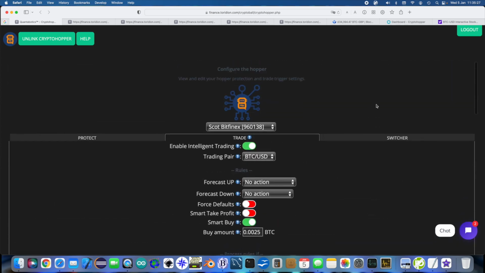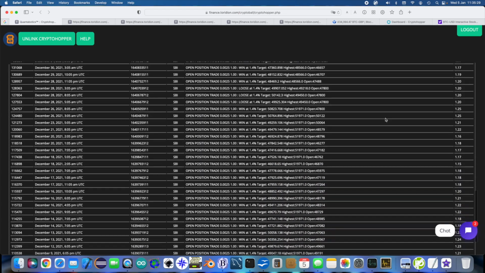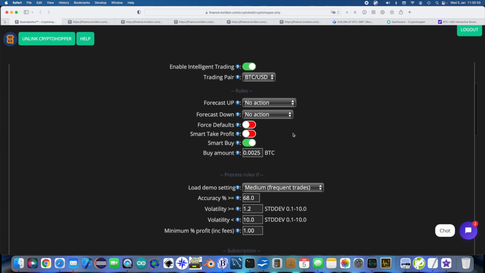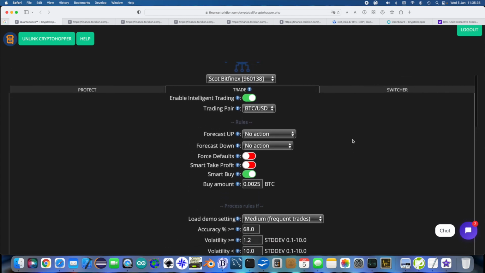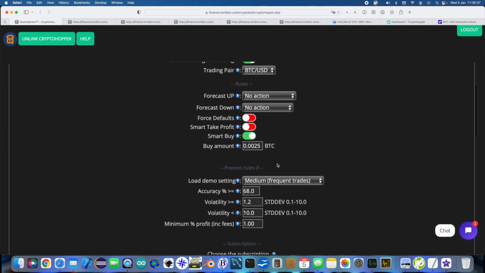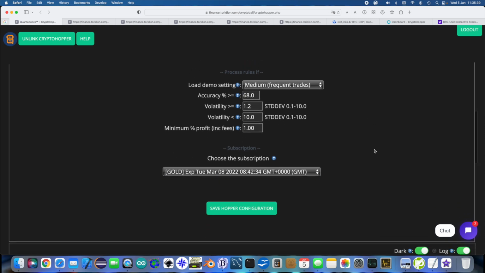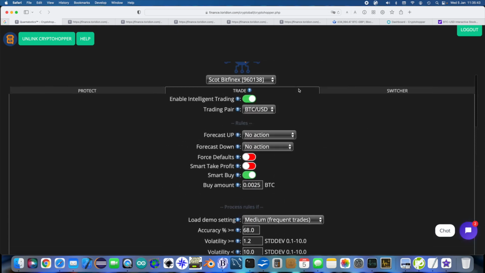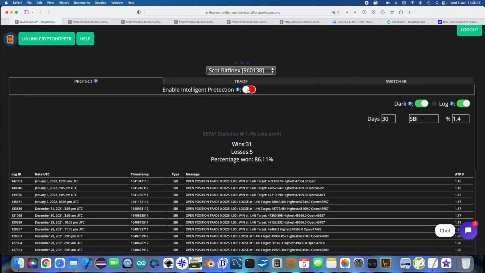Anyway, okay, so I'm going to leave it at that. That's a very simple idea. It's not really a suggestion or advice, but it's a way to use the Quantabotics SBI system alone.